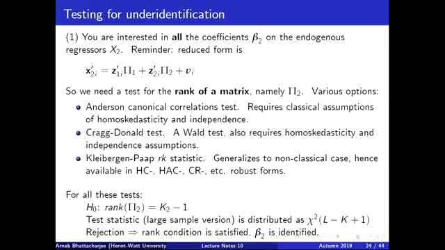So in large samples, the test statistic is distributed as chi-square. If you have a rejection, that means your rank condition is satisfied and beta 2 is identified. Nice and simple. I'm not going into details here. These test statistics look quite horrendous, and they have tables. You have to use tables and so on, but they are there in Stata. So Stata will do it for you.